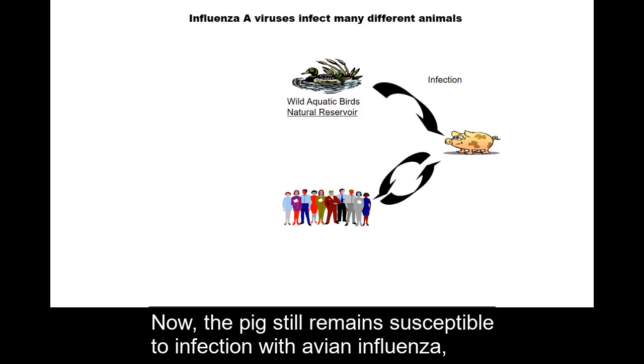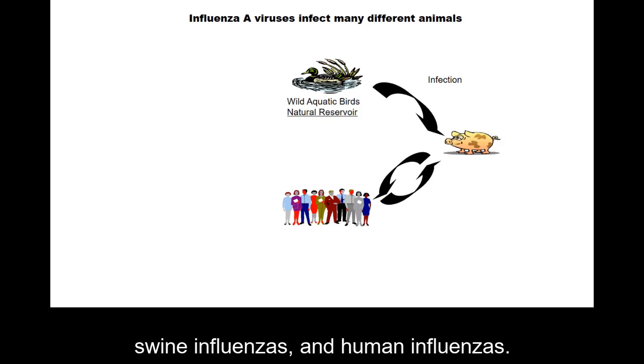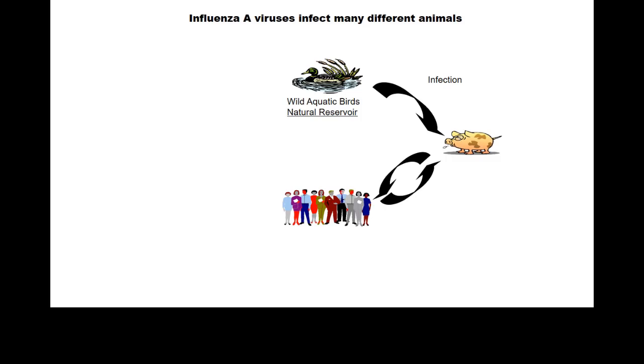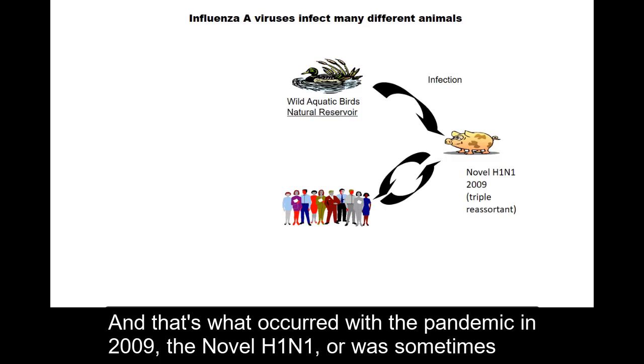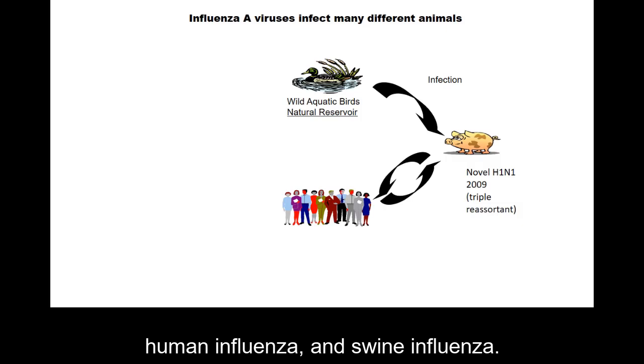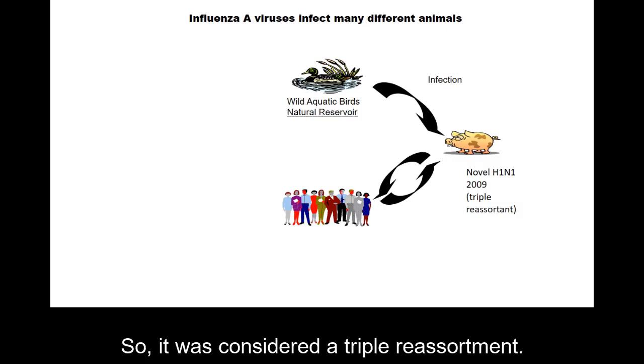Now, the pig still remains susceptible to infection with avian influenzas, swine influenzas, and human influenzas. And so pigs are considered by many to be a mixing vessel for those reassortment events. And that's what occurred with the pandemic in 2009, the novel H1N1, sometimes referred to as the swine flu, because it had segments from avian influenza, human influenza, and swine influenza. So it was considered a triple reassortment.